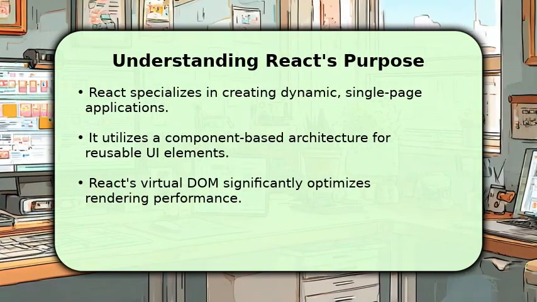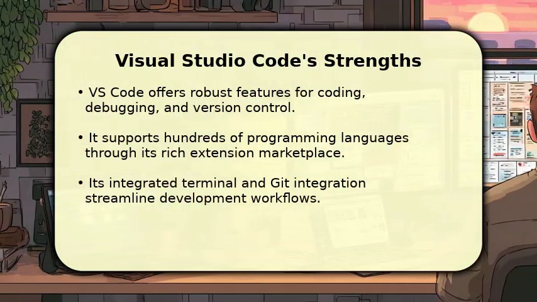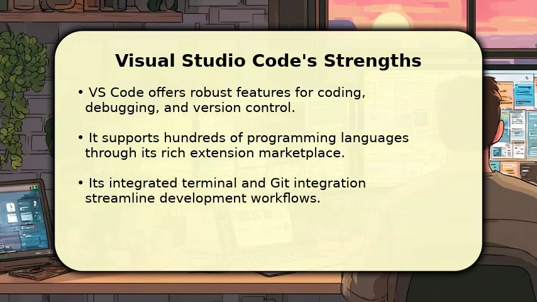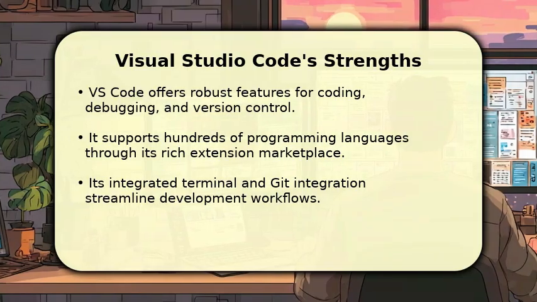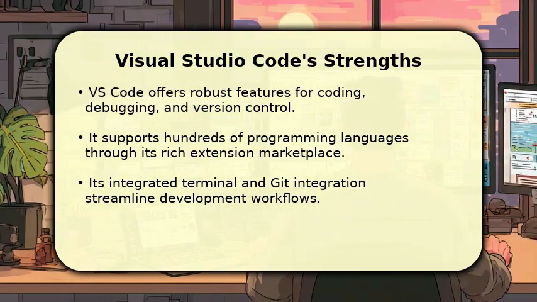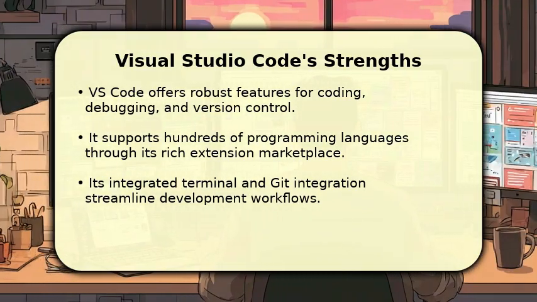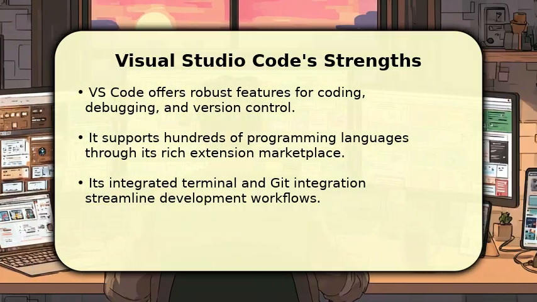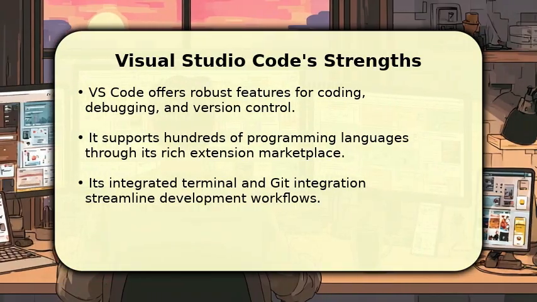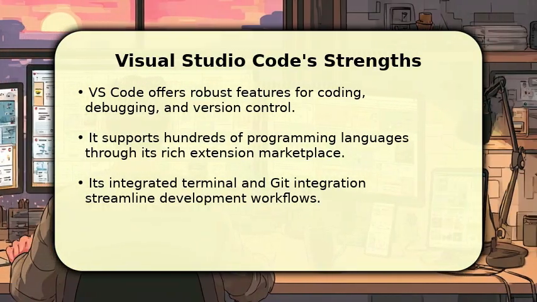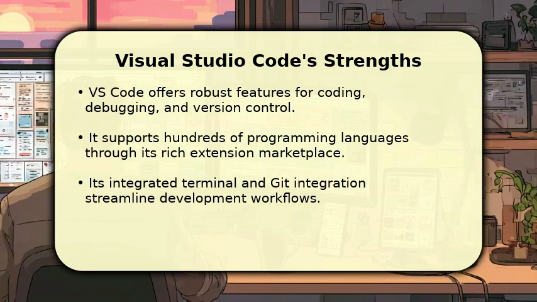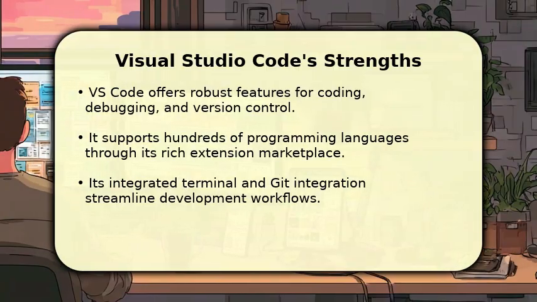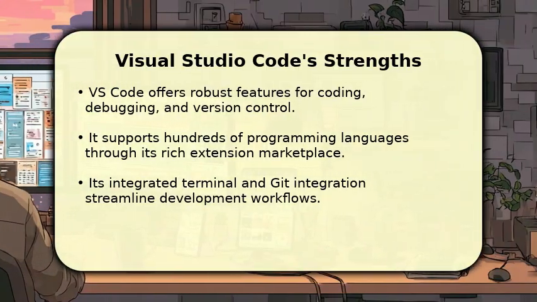and collaborative. Visual Studio Code, or VS Code, is your go-to environment for writing and managing code. It provides robust features for coding, debugging, and seamless version control. With its rich extension marketplace, it supports hundreds of programming languages and frameworks, including React. Its integrated terminal and Git integrations significantly streamline your development workflow. Plus, it's lightweight, highly customizable, and completely free, making it a favorite among millions of developers worldwide.